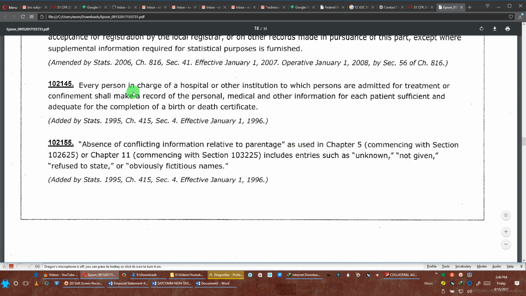All right. Every person in charge of the hospital or the institution in which the person is admitted for treatment and or confinement shall make a record of the personal, medical, and other information for each patient sufficient for completion of the birth and death certificate. Absence of conflicting information related to apparent... No, don't want that. That's not part of what we need.